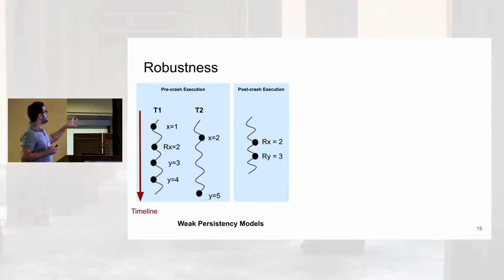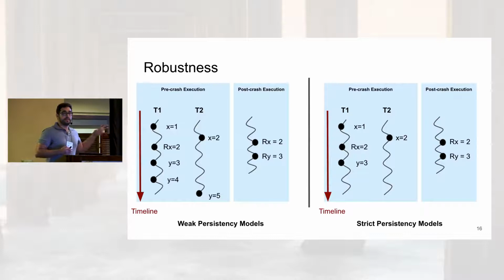Here, the pre-crash execution has 2 threads, and the operations are executed in the order specified by the timeline. As you can see, the post-crash execution reads 2 for X and 3 for Y, which means that the stores Y equals 4 and Y equals 5 in T1 and T2 didn't make it to persistent memory before the crash event. This execution is equivalent to the execution under strict persistency on the right in terms of the behavior of the post-crash execution. For simplicity, we assume all stores in strictly persistent executions are persistent.